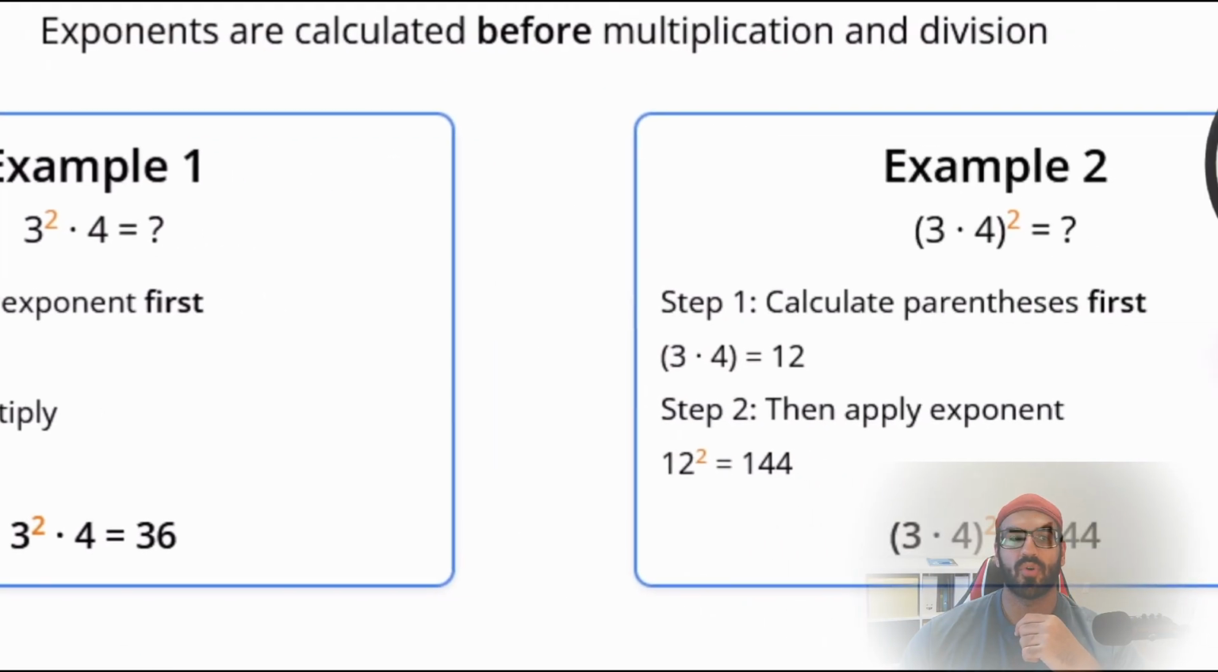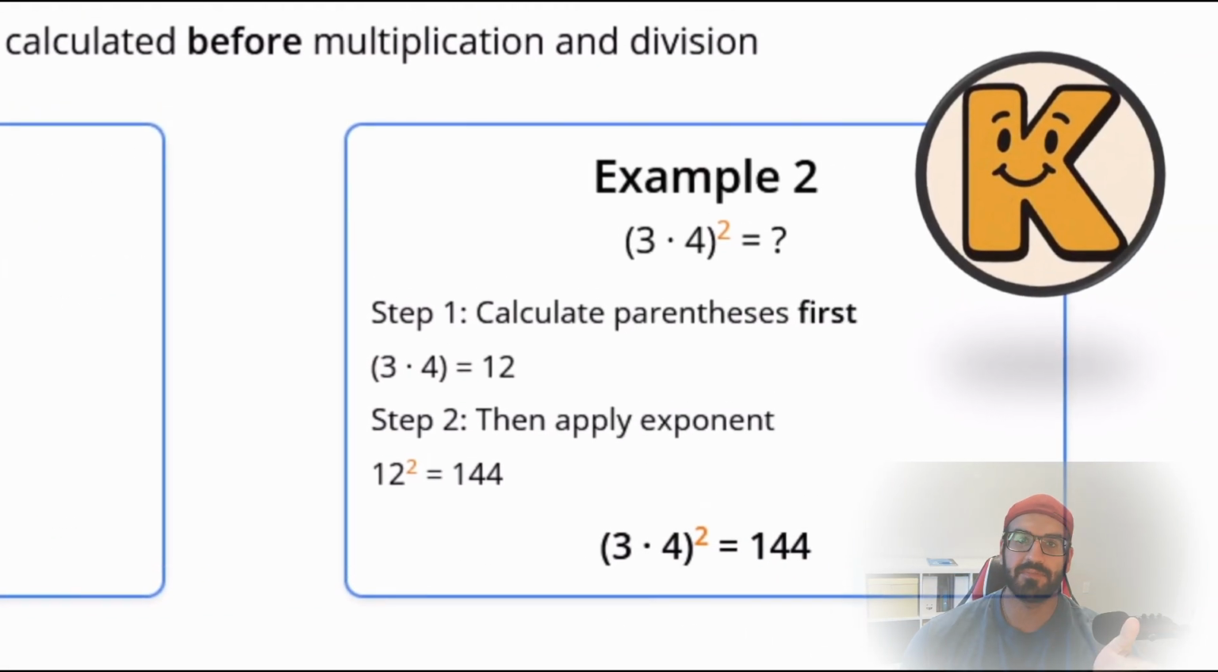So let's see another question, and this question is better. This time I have 3 multiplied by 4 in parentheses, to the power of 2. What is that supposed to mean? It means that I have parentheses, and after that I have multiplication. What would happen at this point? Since I have parentheses, anything inside of that should be resolved first, and then I move on.